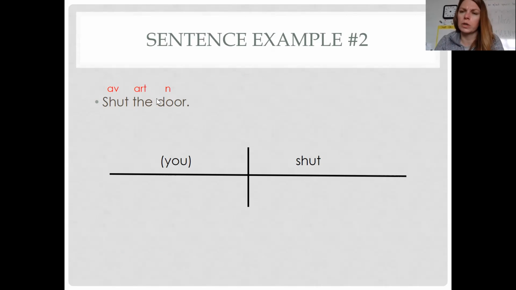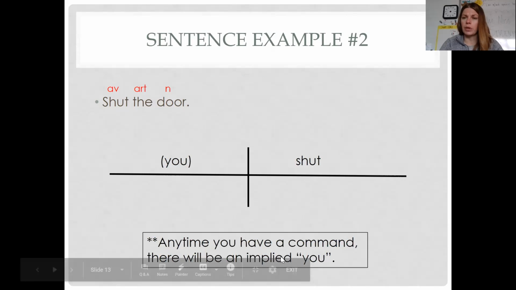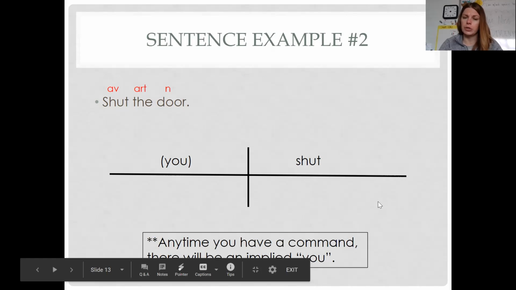This word door, we're going to diagram later. We don't need to diagram that right now, because it's actually something called our direct object that goes over here, but we don't do it yet. Okay? This is commands. This is understood you. You'll have one on your assignment. Anytime you have a command, it's what we call an implied or understood you.